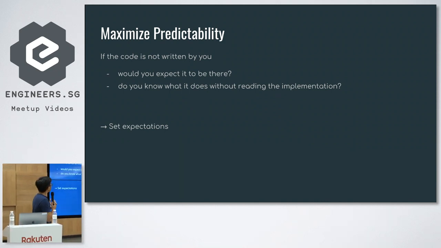Okay. So before we start writing any piece of code, we always ask ourselves, if the code is not written by us, would we expect the code to be there? Would we expect it to behave in that way? Would we ever be aware of all the side effects that it is going to create? Okay, so always set expectations before we write any piece of code.